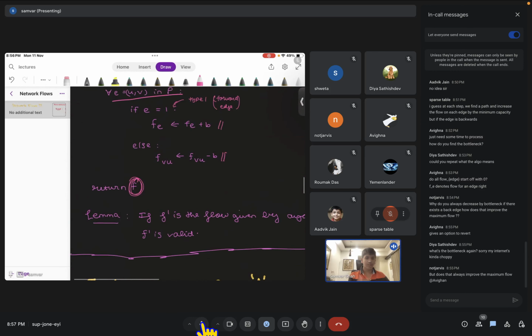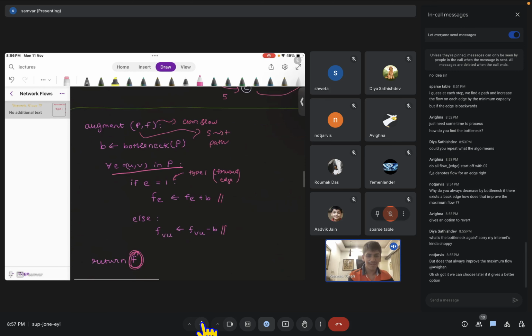Also, when I get to Ford Fulkerson's algorithm, this hopefully will get clear. Oh, I showed the lemma. Yes, exactly. If it is going to give you something better, we can revert. Now, the augment thing does confuse. It confused me as well when I first did this. So, does it make sense? In theory, it is saying that on each step, can I improve?